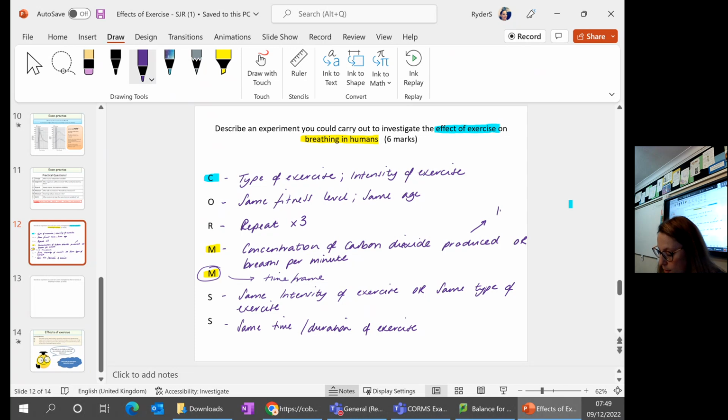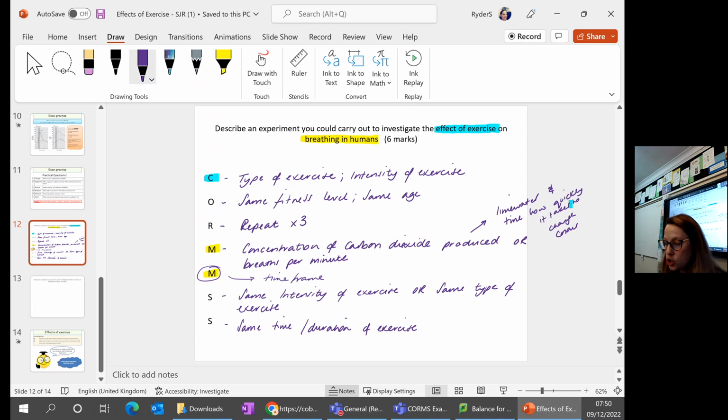So you could use lime water and time how quickly it takes to change colour. Or remember, we could use hydrogen carbonate indicator because that will give us a better indication of concentration because it's a colour change. But you just have to tell me how you're doing it.